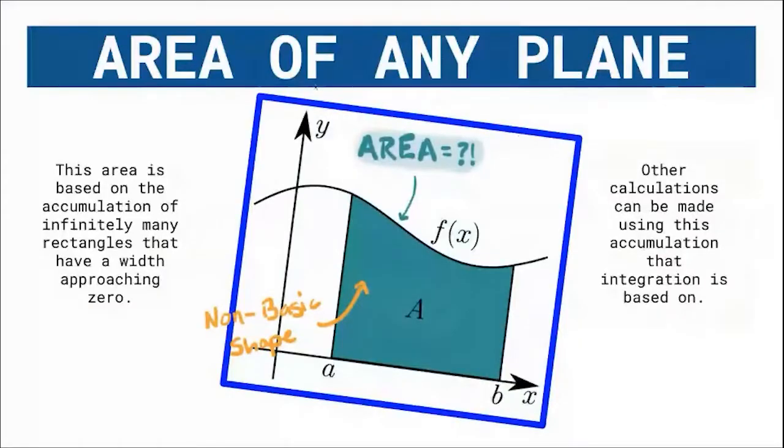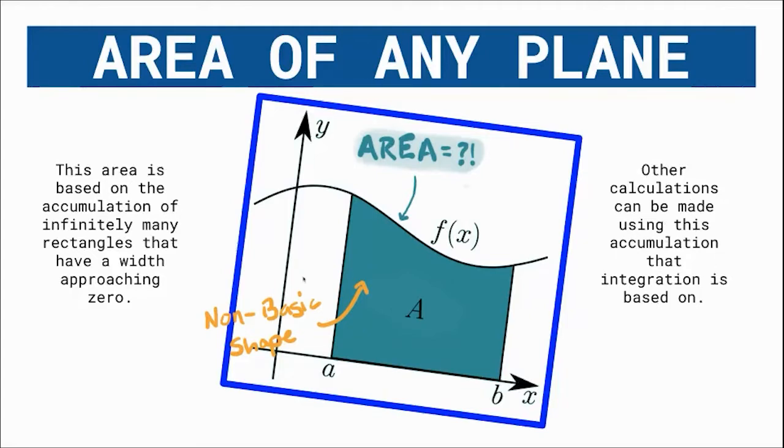If you remember, integration helps with the area of any plane. So if you want to find the area of this weird non-basic shape, you can use integrals. And then it says right here, this area is based on the accumulation of infinitely many rectangles that have a width approaching 0. If you remember before in unit 4, we talked about how you can have infinitely many rectangles and it finds the area. Other calculations can be made using this accumulation that integration is based on.